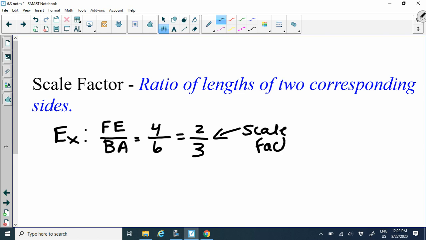Now, in order for two polygons to be similar, all corresponding sides have to have the same scale factor. And that's what we're going to get into a little bit later on when we need to talk about indicating if two polygons are similar.